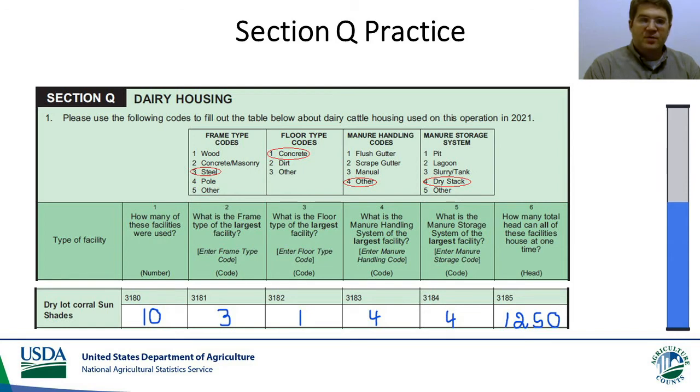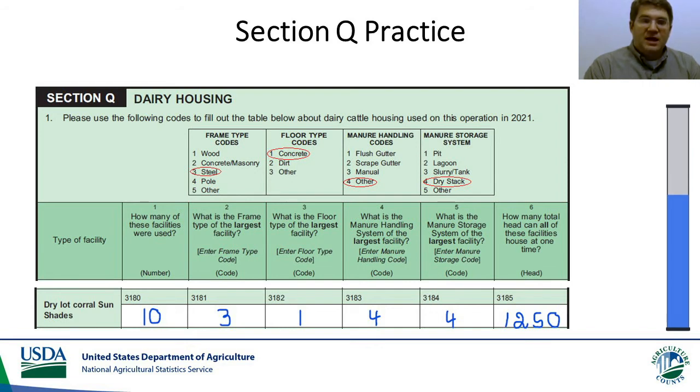Type of facility will be dry lot corral sunshade. Therefore, we will fill out the row with the given information. Column 1, how many of the facilities were used, will be 10. For column 2, what was the floor type of the largest facility? We will look at the codes above for steel, and we can see that it is on the code table as code 3. Therefore, we will record 3 in column 2.